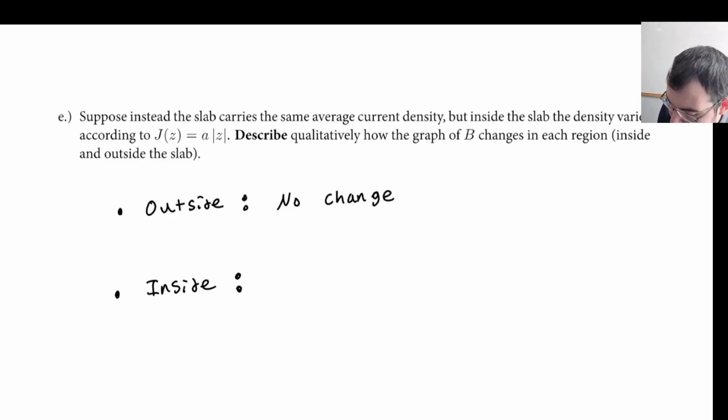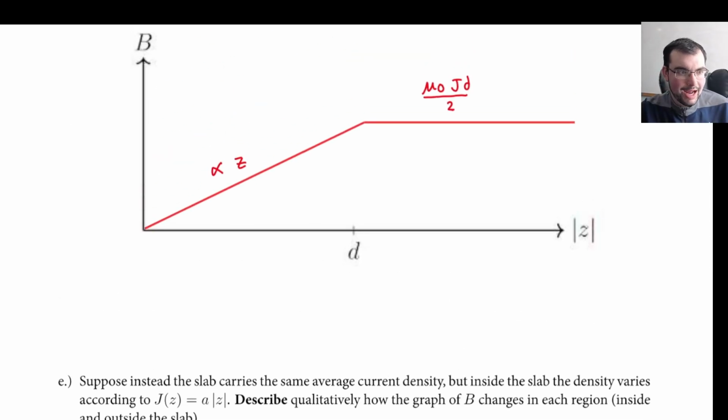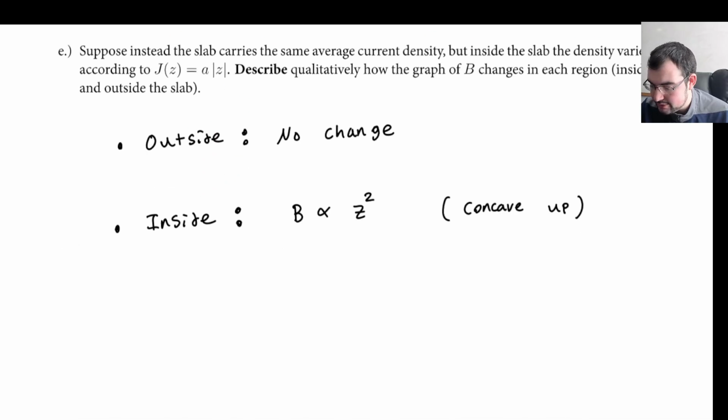But what's happening inside? Well, we use our theorem, right? Our theorem says that the field, electric or magnetic, increases via one more than the power on the density function. So inside, B is going to be proportional to Z squared. So it's going to be concave up. So this would be a quadratic increase up to the same maximum value and then level out.